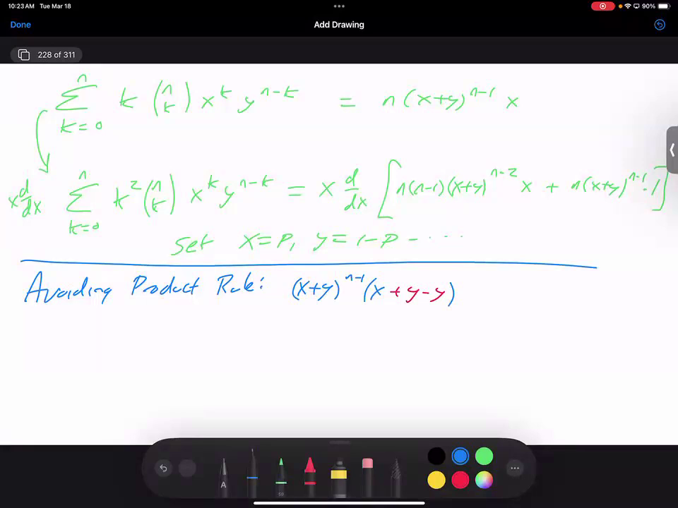If I do it like this, notice this is now just x plus y to the n minus x plus y to the n minus 1 times y. These are going to be very easy derivatives to do. I don't have to use the product rule. So I can actually bypass the product rule by writing it like this. You'll get the same answer. So this is a very nice way to calculate all the moments of a binomial random variable.